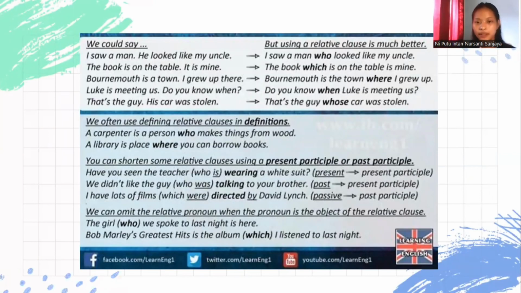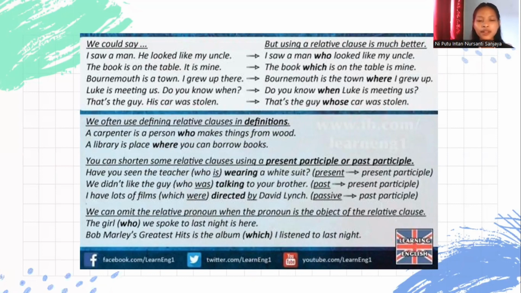For example, we could say, I saw a man, he looked like my uncle. But using a relative clause is much better. I saw a man who looked like my uncle. And then we often use defining relative clauses in definitions. For example, a carpenter is a person who makes things from wood.